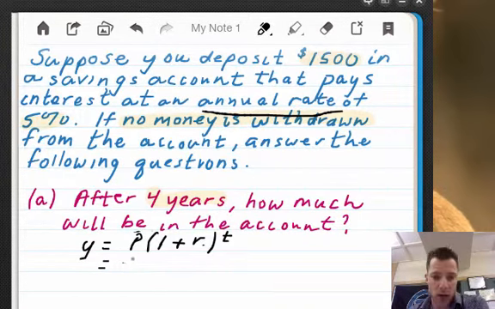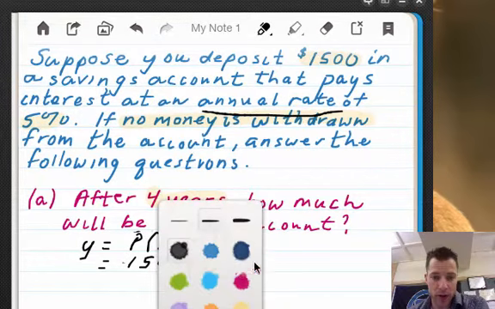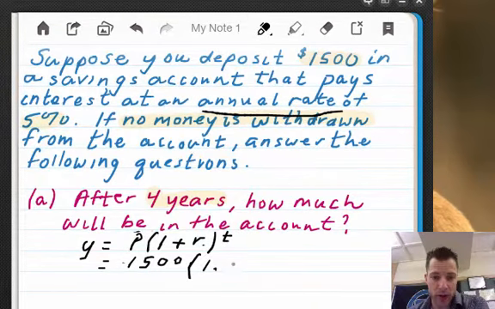So if we want to know how much money we're going to have after 4 years, we can set up the problem like this. Your P is your principal, your starting amount. So I initially deposited $1,500. Now my b value is going to be 1 plus your rate, which is 0.05 as a decimal. And so my b value is 1.05, and it should be growth, because I'm putting money into an account.